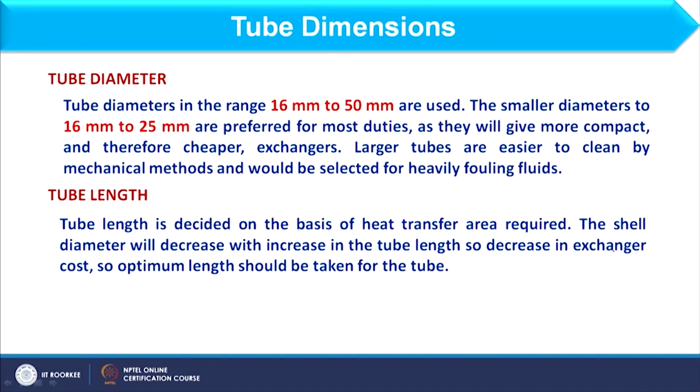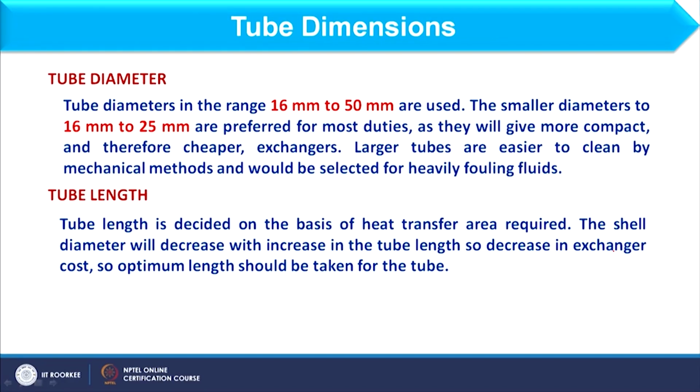As we have discussed previously, the optimum diameter falls between 16 mm to 25 mm. So, it will give a compact heat exchanger. Now, if I have a fixed area, I can increase the length of the tube because I am reducing the diameter of the tube.